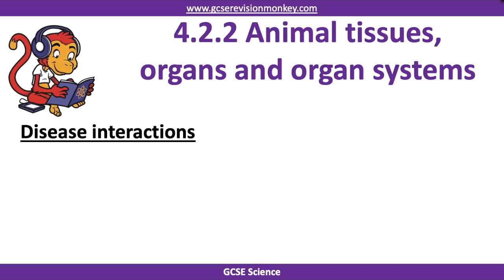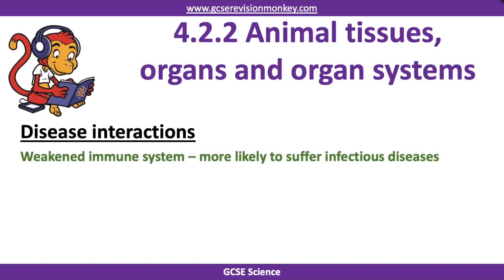Diseases can also interact with each other. That means if you get one disease, that can also increase your likelihood of getting another disease. For example, if you already have a weakened immune system, you're more likely then to suffer other infectious diseases. If you have viruses in your cells, that can be a trigger for some cancers. For example, the HPV virus in women can be a trigger for cervical cancer.